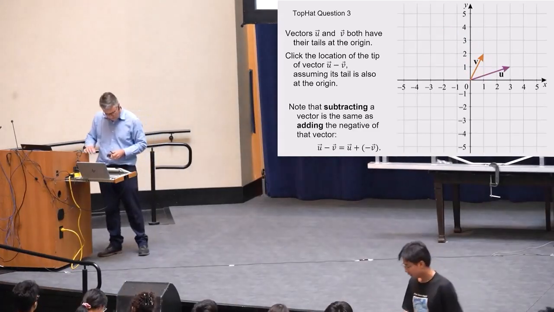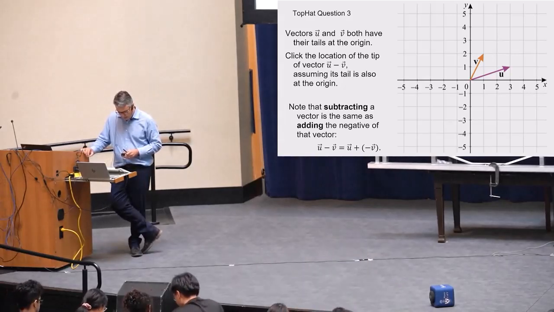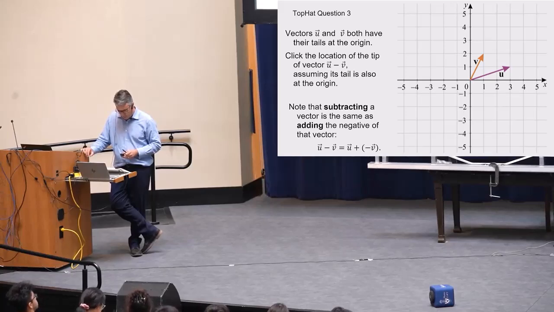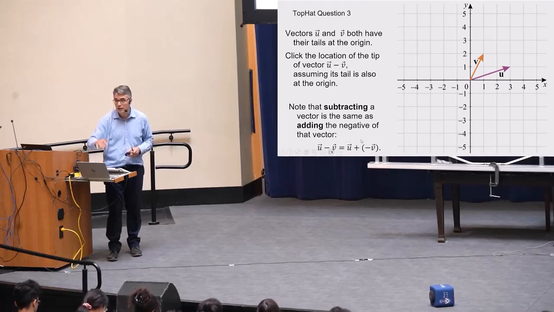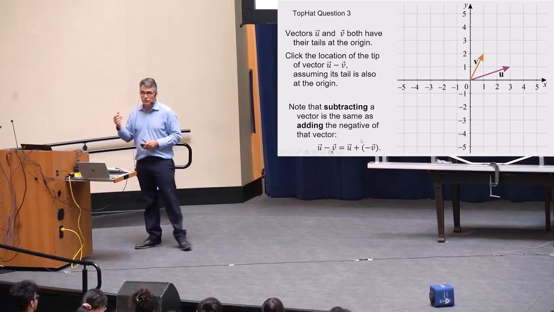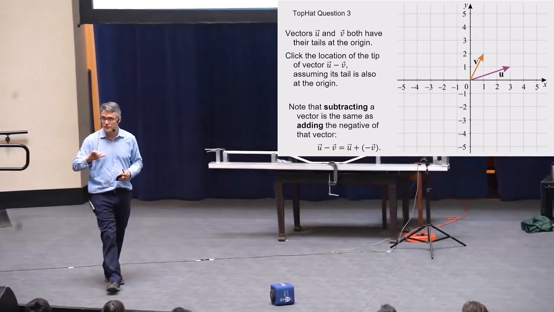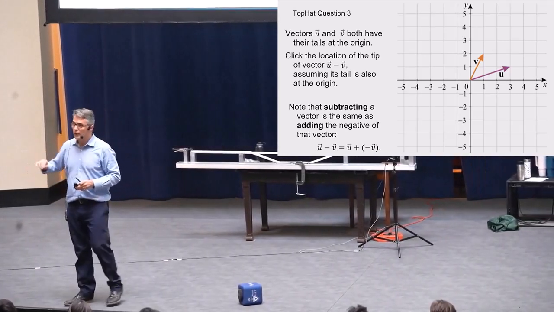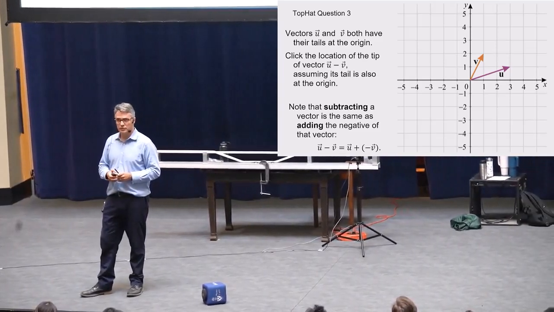You've got these 2 new vectors, v and u, and I want you to subtract them, u minus v. And note that subtracting a vector is the same as adding the negative of that vector. So u minus v can also be written u plus negative v. So your steps here would be, first flip the v vector to find where negative v is, and then add it to u, and then click your location of your difference. This is a vector difference.